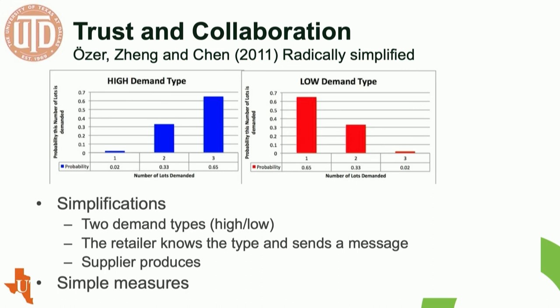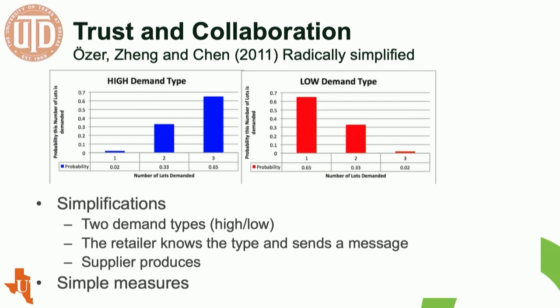In their game, you have a retailer and a supplier. The retailer has a better signal about demand. It has this parameter, eta, that the retailer knows, and then he sends a signal to the supplier about what it is. I always thought it's a very nice game, but too complicated, so I simplified it radically. This is the information sharing game. There are two players, retailer and supplier. The demand can be either a high type or a low type, so there are only two types of demand.